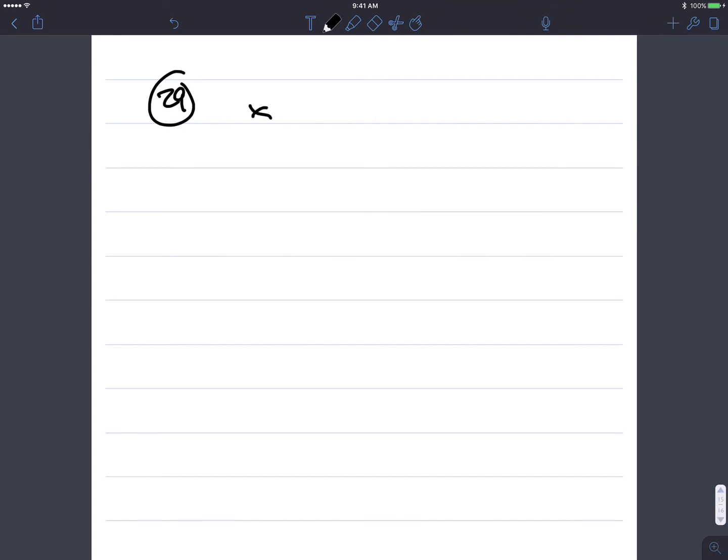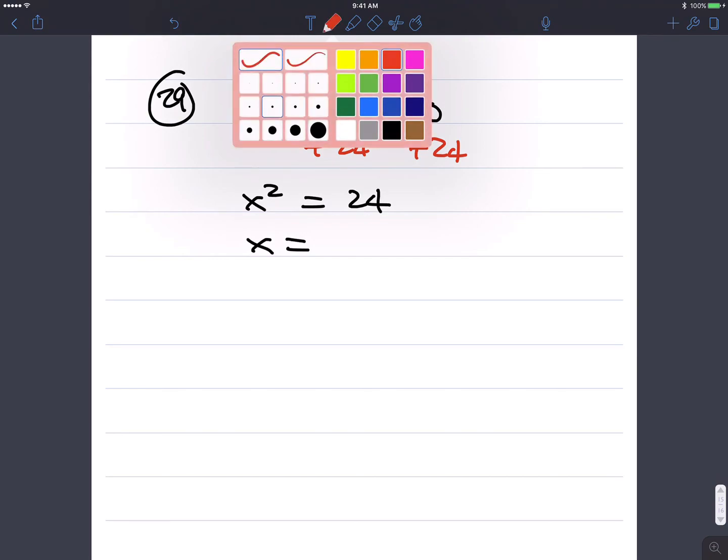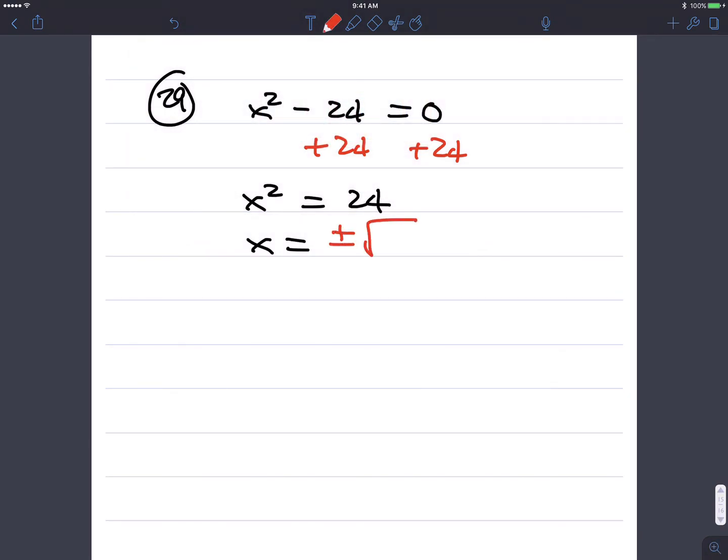29. x squared minus 24 is 0. We're going to have to solve for x squared if we're going to use the square root formula. So you're going to add 24 to both sides. You get x squared is 24, or x will be, now by the square root formula, the square root of 24. So notice we're using that relationship. If x squared is a number, then x will be plus or minus the square root of that number. We just have to simplify the radical.